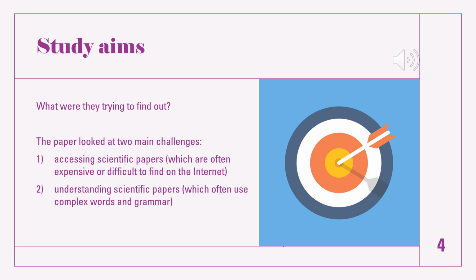Study aims. What were they trying to find out? The paper looked at two main challenges. One, accessing scientific papers, which are often expensive or difficult to find on the internet. And two, understanding scientific papers, which often use complex words and grammar.